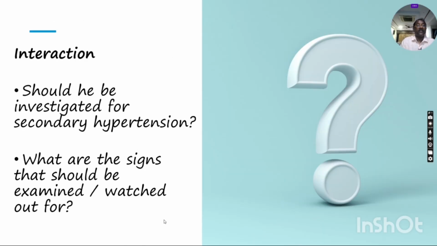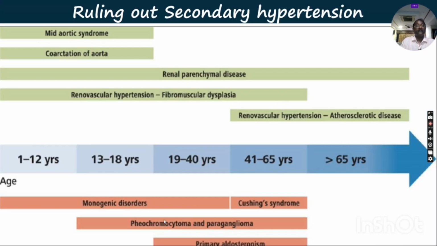Should he be investigated for secondary hypertension? So what are the signs that should be examined or watched for that? See, in this population, as he is having hypertension, usually we think that it's primary hypertension, but always we should also look for secondary hypertension in such individuals. And these are some causes of secondary hypertension as far as the age is concerned.